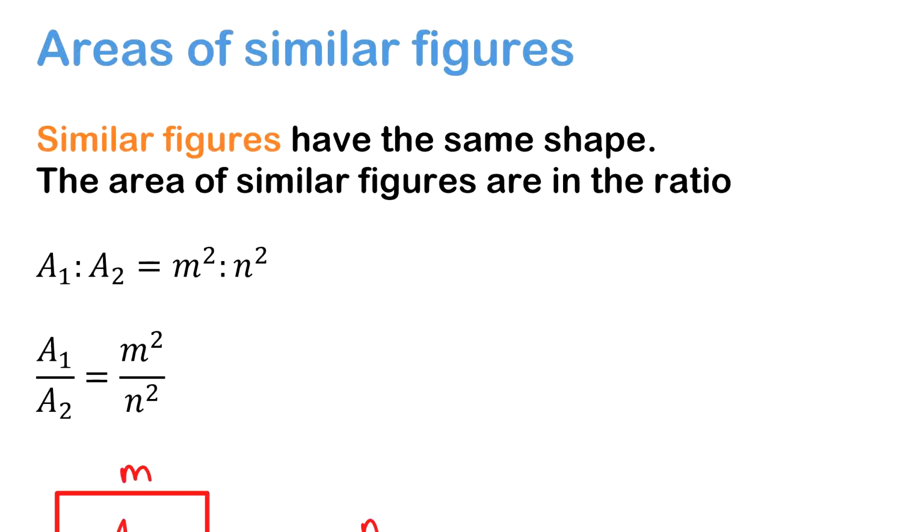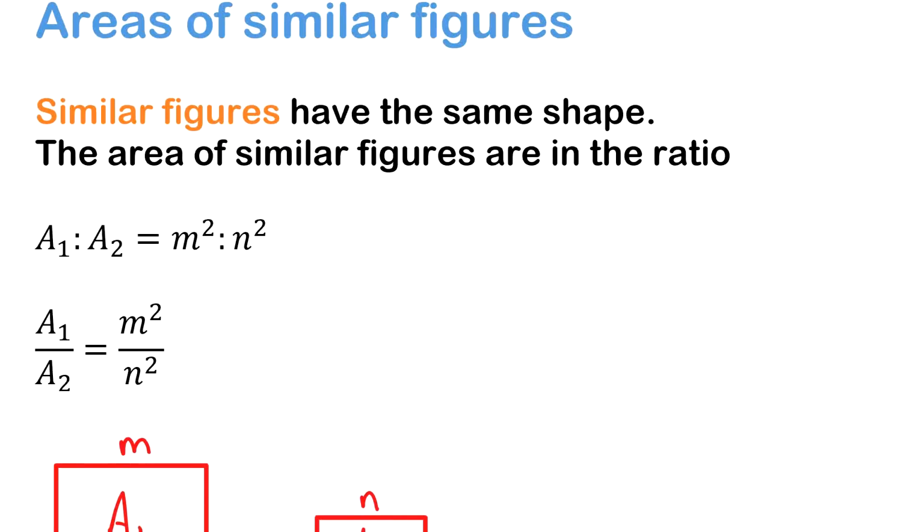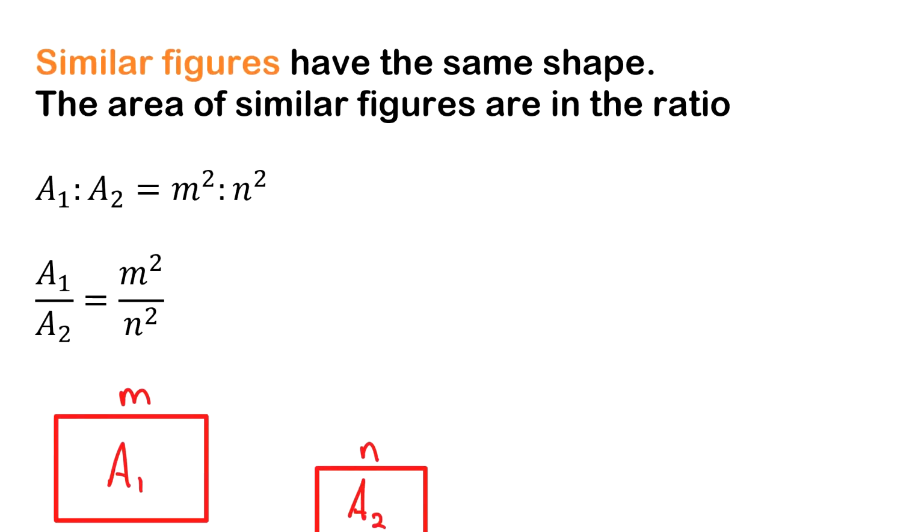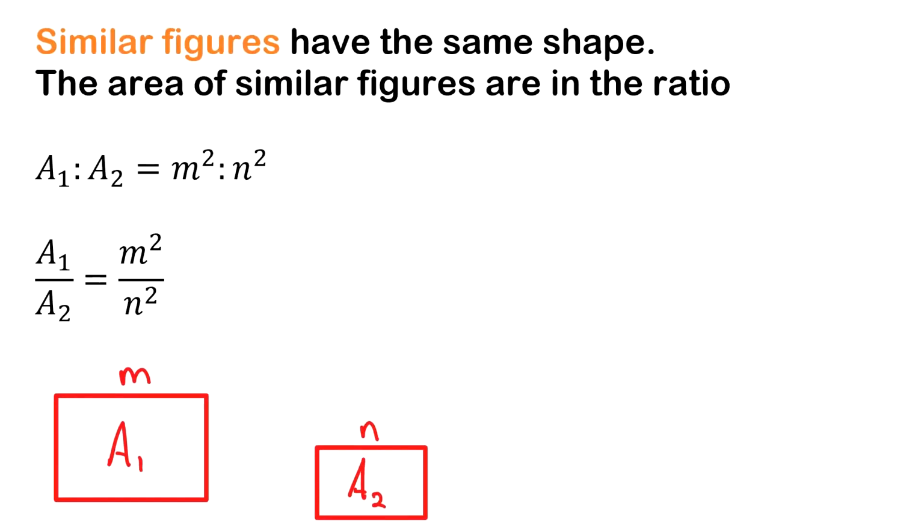In this video, we're covering areas of similar figures. Now, similar figures have the same shape, and the areas of these similar figures form a ratio. So, on the bottom of your screen, you can see two rectangles. These are similar rectangles because they're the same shape.